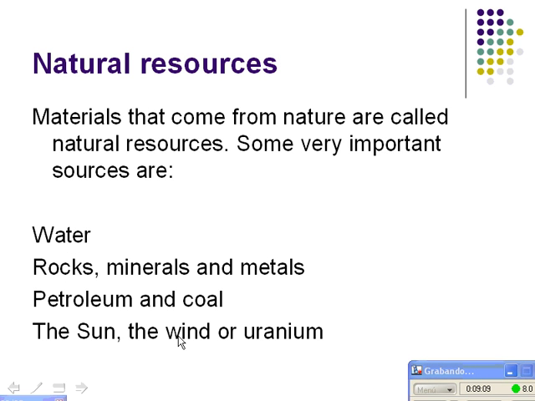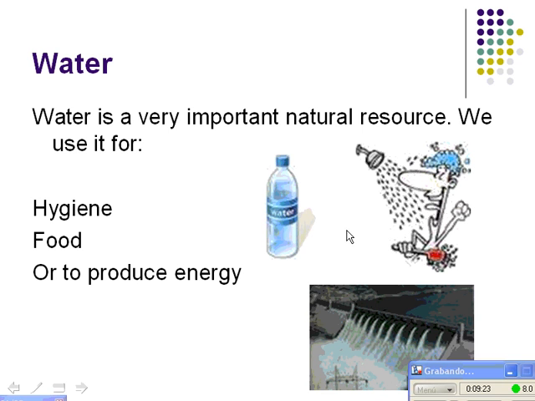Natural resources. Materials that come from nature are called natural resources. Some very important sources are water, rocks, minerals and metals, petroleum and coal, the sun, the wind or uranium. So water. Water is a very important natural resource. We use it for hygiene, for food or to produce energy.